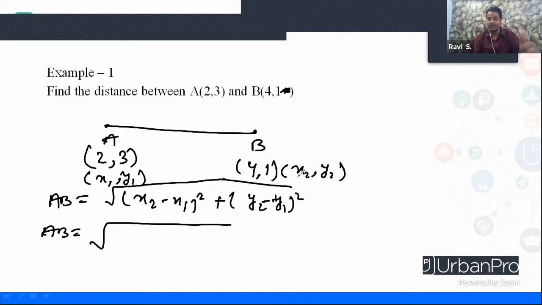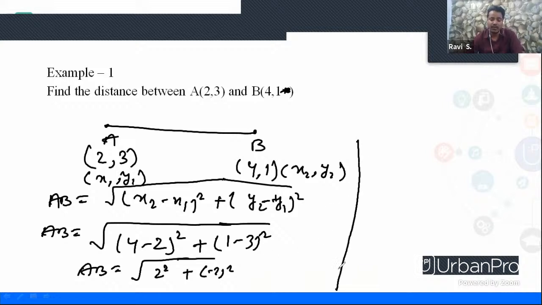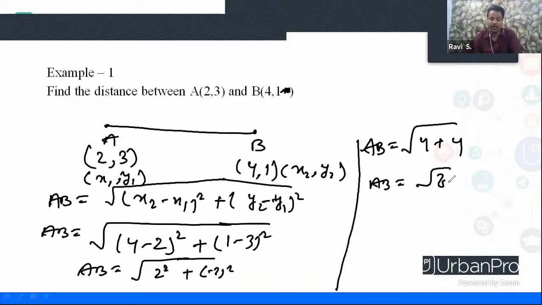What is the value of x2, guys? Yes, it is 4. And what is the value of x1 here? So 4 minus 2. And what is y2 here, guys? y2 is 1, of course. And what about y1? y1 is 3. So I will write here square again. So this way you will find out. See, it is 2 square here now. Again, this is minus 2 square. You all know that if I do the squaring of a negative number, it will give us a positive number, right? So here it will be 4, and here again it will be 4. So this way you will get the answer root over 8, and we all know that root over 8 is nothing but 2 root 2.